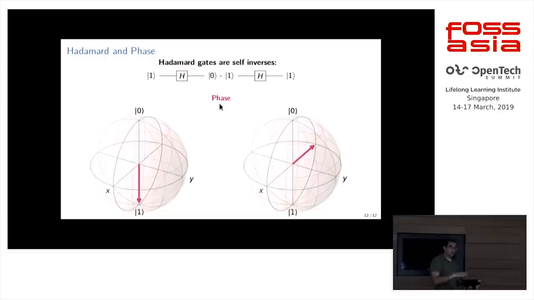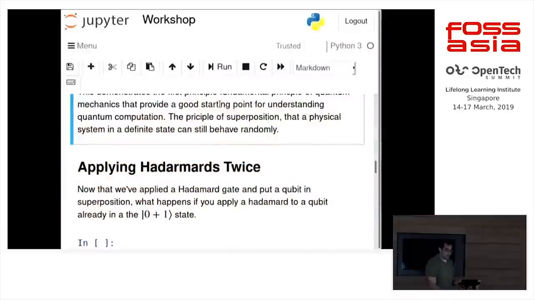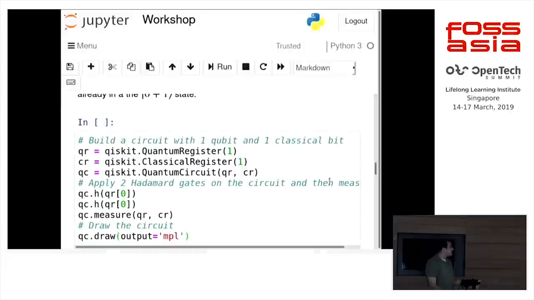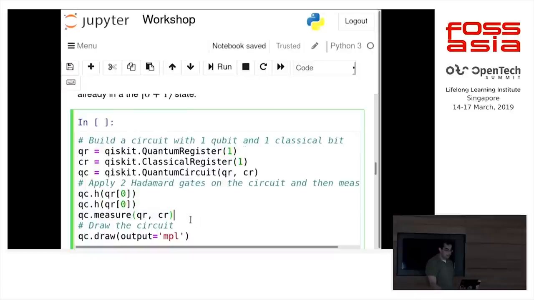And so while the Hadamard lets you put things in superposition, it also lets you look at the phase. Because if you apply this rotation, you can look at the phase component of something, and it's just rotating it along that basis state, that z-axis, which is where we're measuring from. And that's pretty useful. But we can also demonstrate this in Qiskit the same way. In this case, we're building the same quantum circuit again from one quantum register, one qubit, and one classical bit. And we just apply a Hadamard twice, and we measure it.